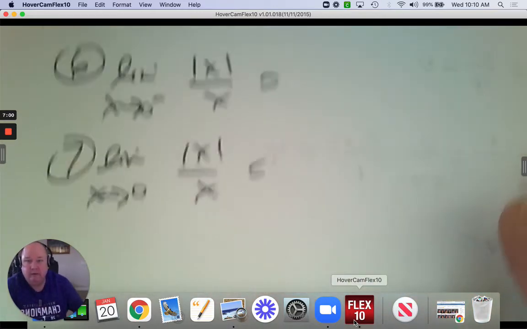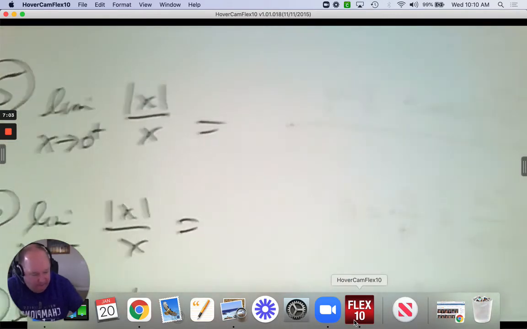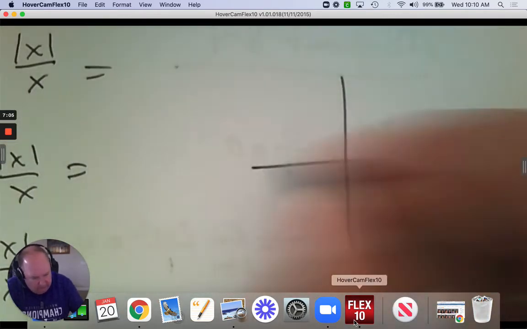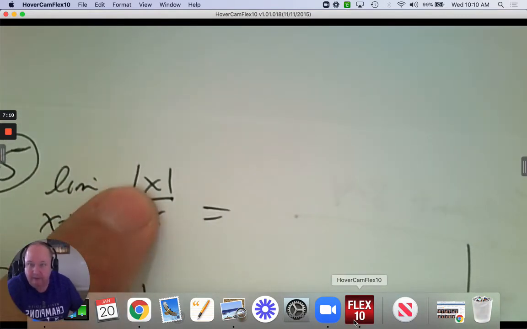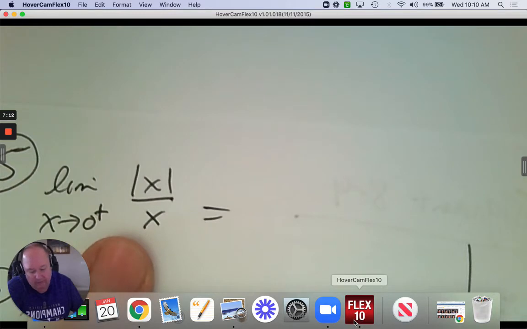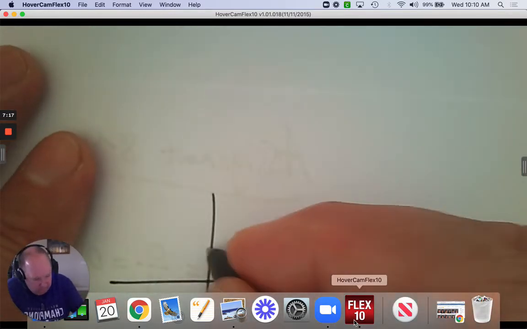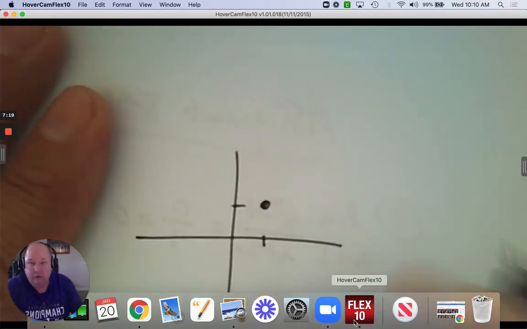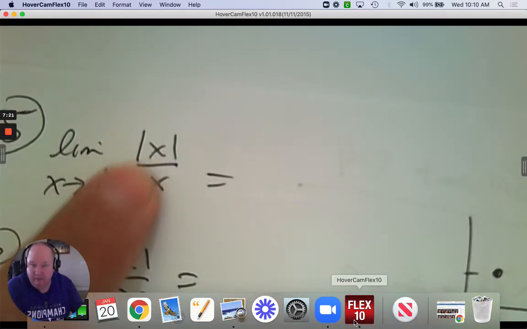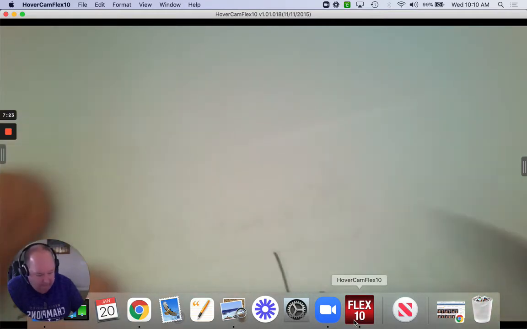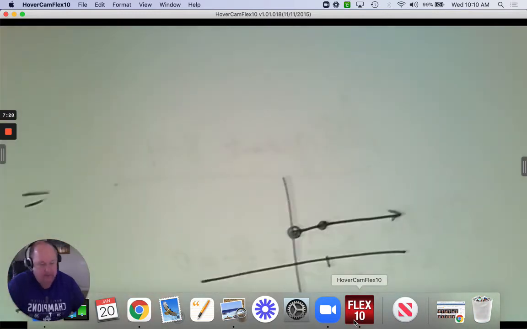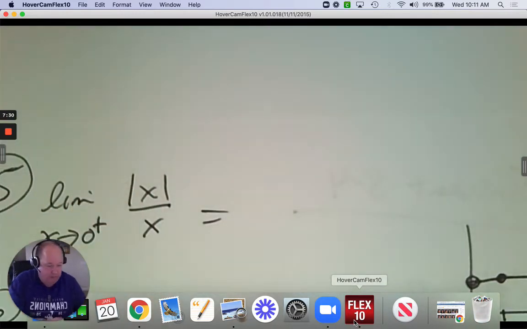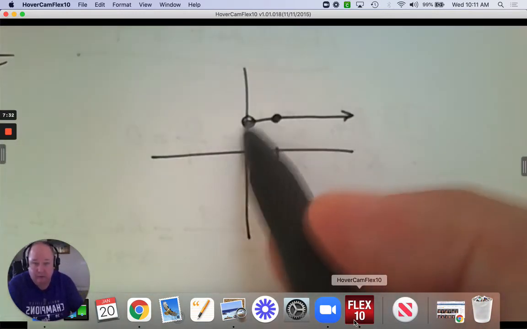So I already wrote down 5, 6, and 7. So how will the graph help me? What does the graph look like for the absolute value of x over x? If I plug in positive 1, 1 divided by 1, the answer is 1. And if you look carefully, any positive number I put in, the answer is going to be 1. The only issue is at 0. At 0, 0 divided by 0 is indeterminate. There's no value there.